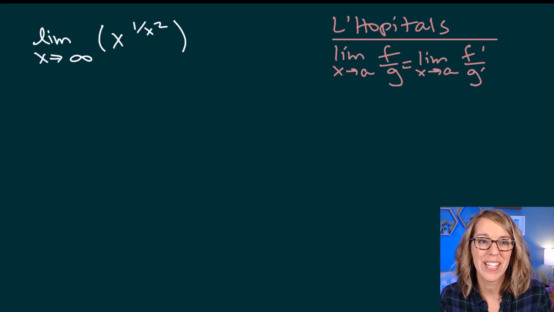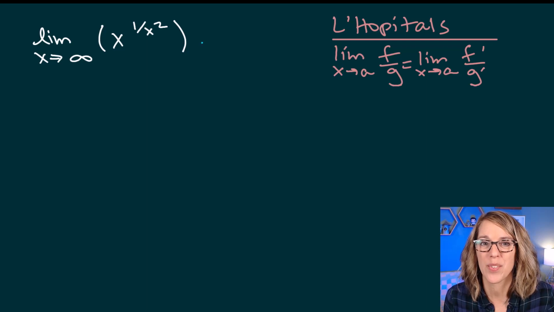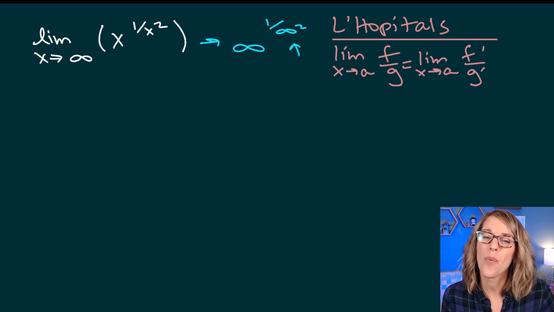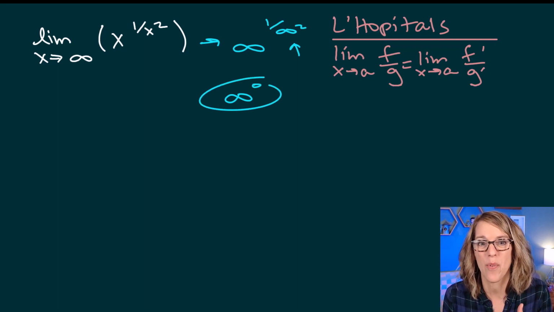What are we going to do with this limit? I've got the limit as x goes to infinity of x to the 1 over x squared. As I plug infinity in, I get infinity to the 1 over infinity squared. This 1 over infinity squared goes to 0, and I get infinity to the 0, which is an indeterminate form.